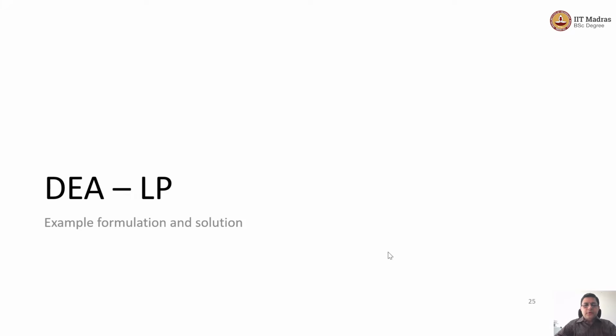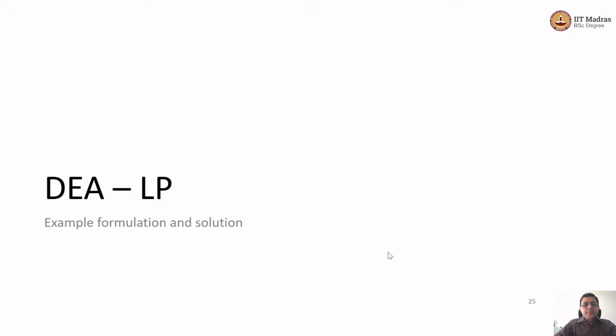Welcome back to the session on data envelopment analysis. In the last session, we had seen the linear programming formulation of the DEA problem. Now we are going to take up the sales example that we had earlier discussed in the graphical method, and actually formulate and solve those linear programming problems for each of the sales offices.